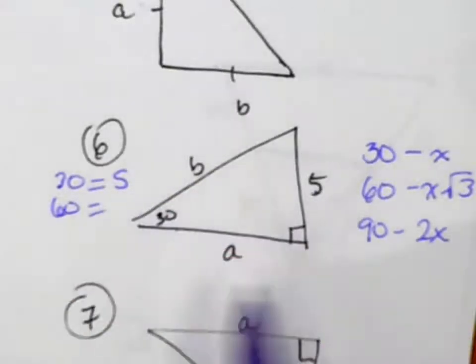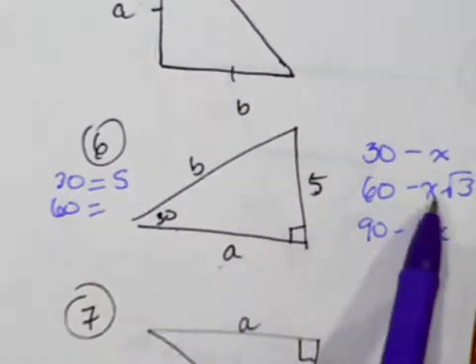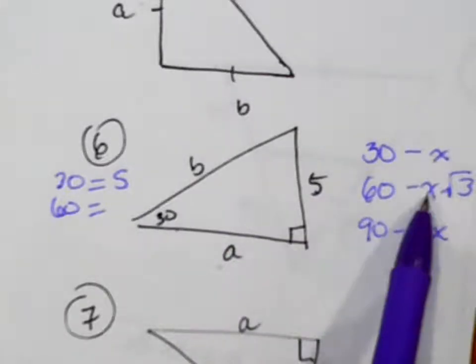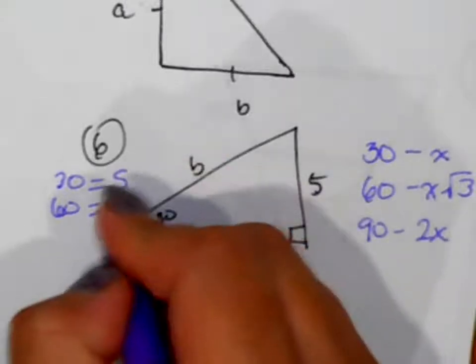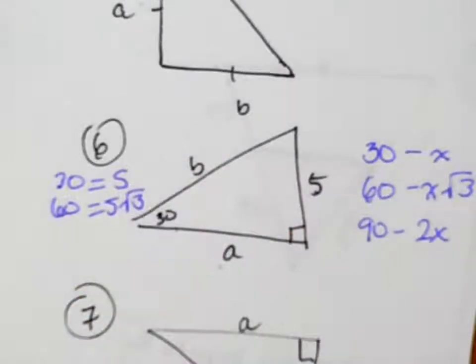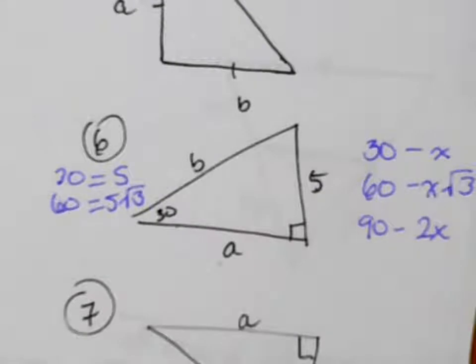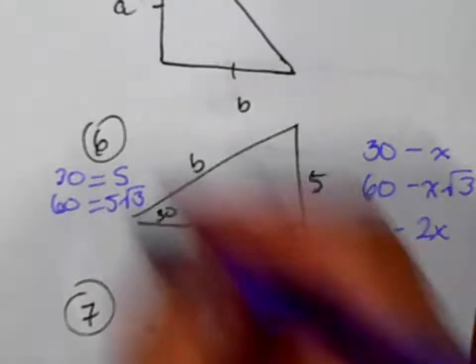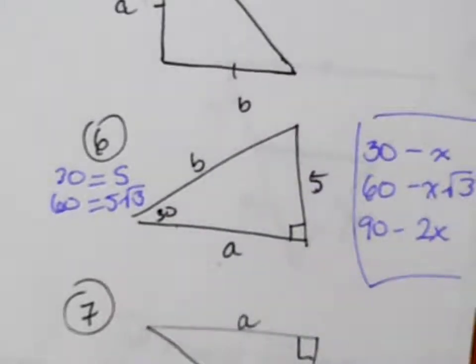Opposite the 60, which would be this one. We know what x is. X is 5, so it's going to be 5 rad 3. Why is it like that? That's just the rule for a 30-60-90 triangle. Okay? Why is this like that? This is the rule for a 30-60-90 triangle.